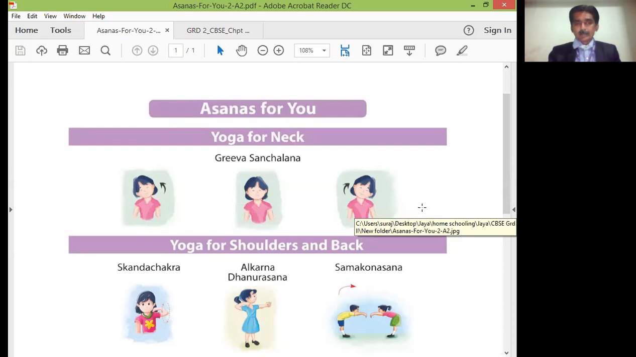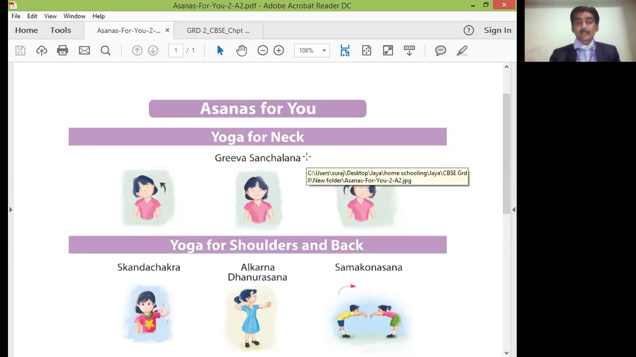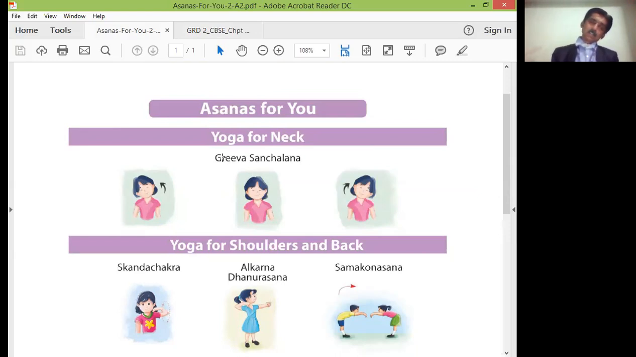Yoga for neck. See, this is asana number 1. Griva Sanchalana. How to move it. Griva means your neck. So what you will do, you need to tilt your neck like this for a few seconds. Tilt means like this, you need to bend it. Not fully, as much as you can.